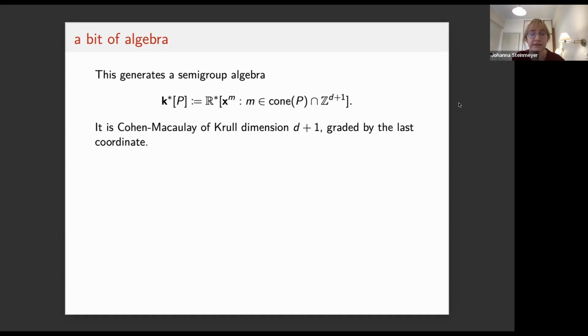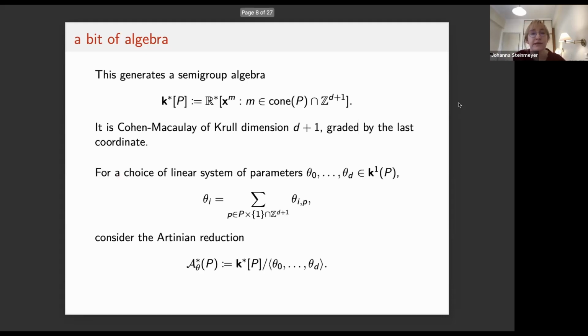It has codimension d+1. And it's graded by the last coordinate, right? The height of whatever dilate of the polytope we have. So since it's combinatorial, we can do nice things with it. We can pick a linear system of parameters in degree 1 and take the ideal spanned by those and mod it out. And then we get an Artinian reduction. Now, I hope I put this everywhere in the slides. I have a little theta here just to remind ourselves that this Artinian reduction really does depend on the choice of thetas. They are highly important.